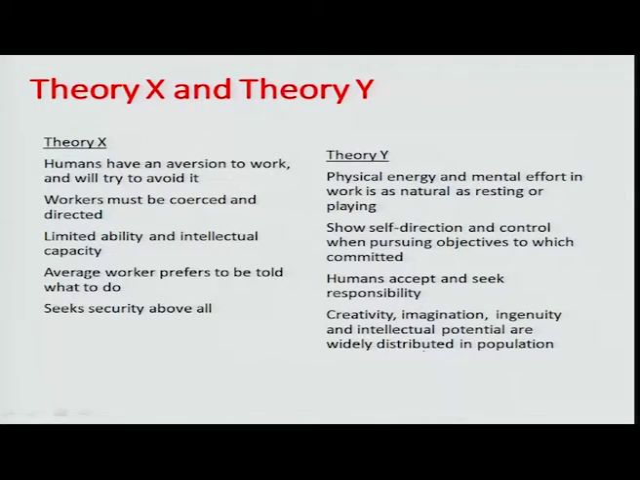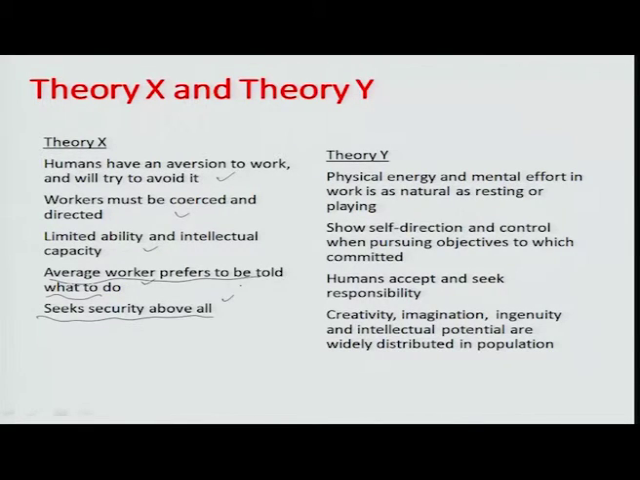So theory X basically assumes that humans have an aversion to work and will try to avoid it as much as possible. Workers must be coerced and directed well so that they don't do anything wrong. They have a limited ability and intellectual capacity. They are an average worker, so they have their own preferences. They need to be told what has to be done, otherwise they will not do it in a proper manner. Theory X seeks security above all for a system to be working in a proper manner. So it is more by push or by disciplinary measures that a system works.